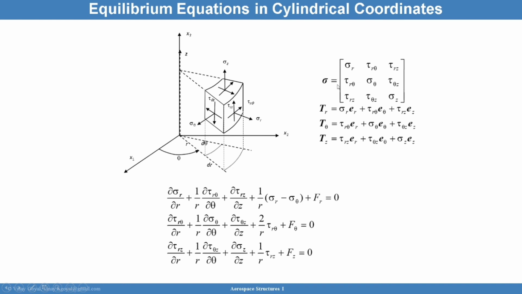So same convention as before, the stress can be written in this stress tensor. And the equilibrium equations will look like this, where FR, F theta, and FZ are the body forces. Later on, when we discuss cylinders under pressure, we will be discussing sigma theta, which is a hoop stress, and sigma Z, which is the axial stress.